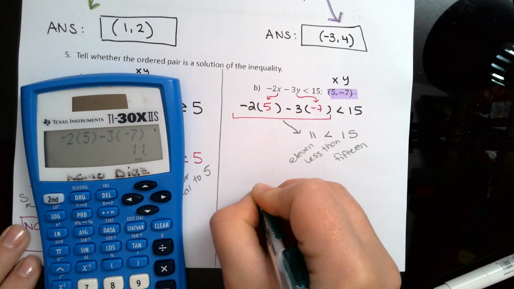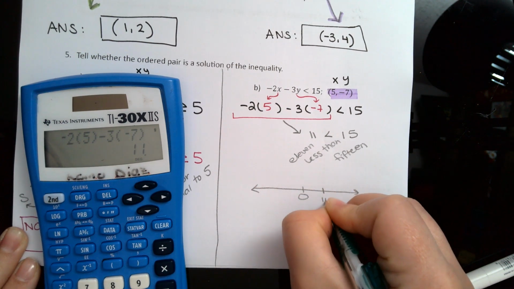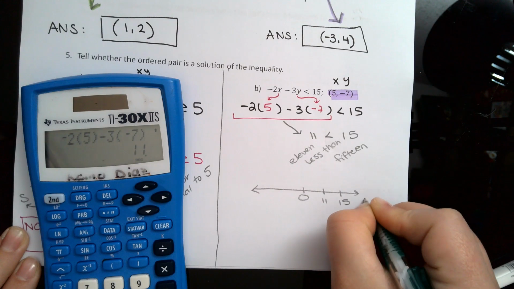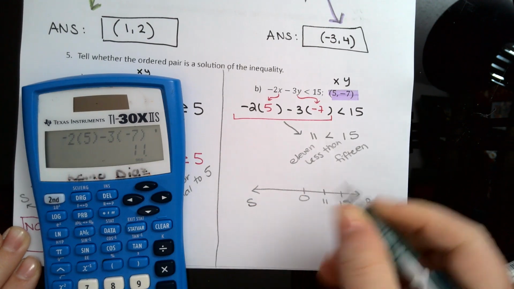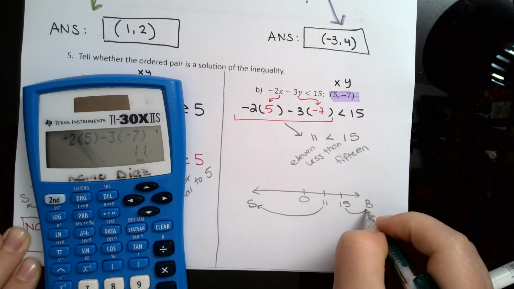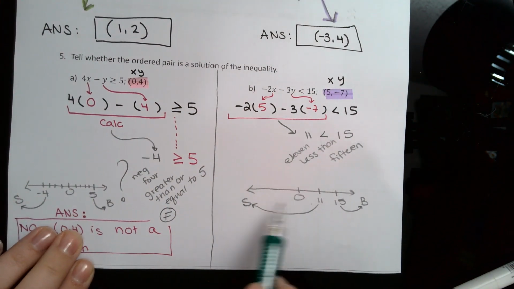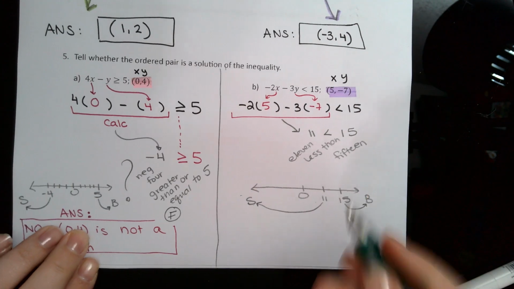And again, you can check yourself on a number line. So here's 0, here's 11, here's 15, here's your bigger side, here's your smaller side. So 11 is closer here on the smaller side, 15 is on the bigger side. So is 11 smaller? Yes, this is true.